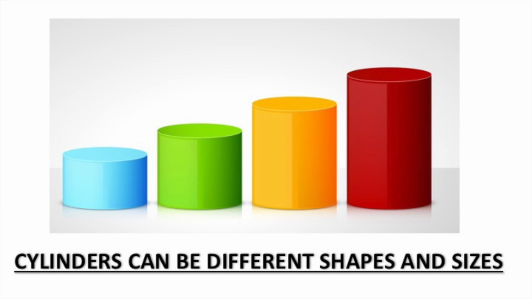Cylinders can be different shapes and sizes, and also different colors too. What color do we have here? Blue. Green. Yellow. Red. Are all these cylinders the same size? No. They are different.